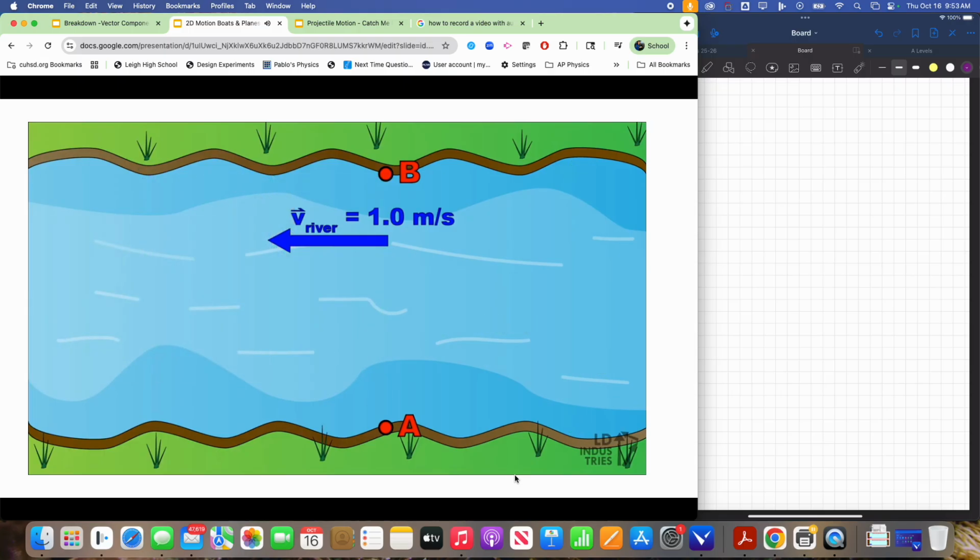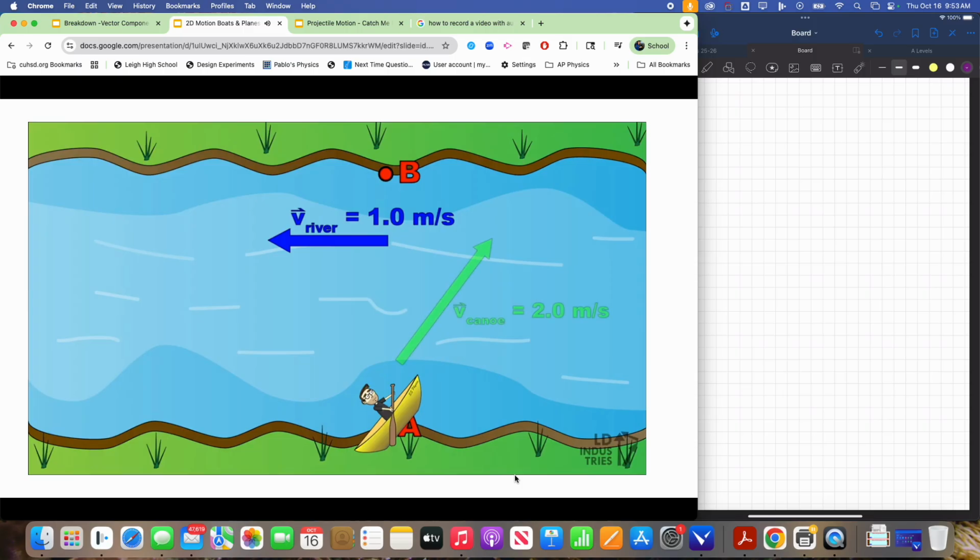Lastly, what if we wanted to go from point A to point B exactly without drifting any? How could we make that happen? Well, we would need to paddle our canoe into the current, actually aim ourselves a bit to the east to counteract the motion of the water moving to the west. We can draw that out with another vector diagram.